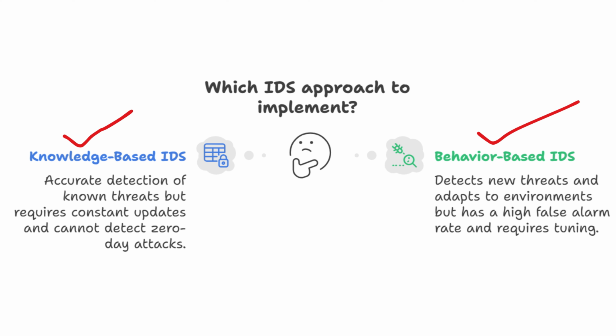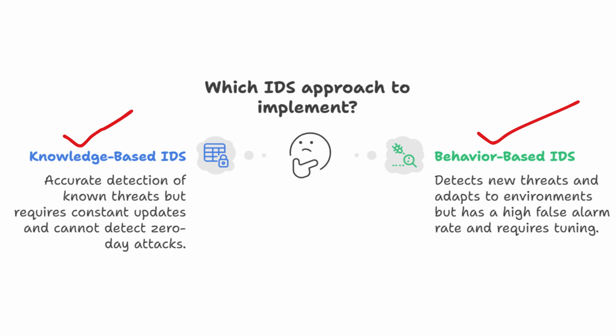Second is behavior-based IDS, also known as anomaly-based IDS. It uses machine learning and statistical models to detect activity that is unusual or abnormal for the system, and does not rely on a database of known threats, so it can detect new, previously unseen attacks. The pros of the behavior-based IDS are that it can detect zero-day attacks and new threats that a signature-based IDS might miss, and can dynamically adapt to different network environments.